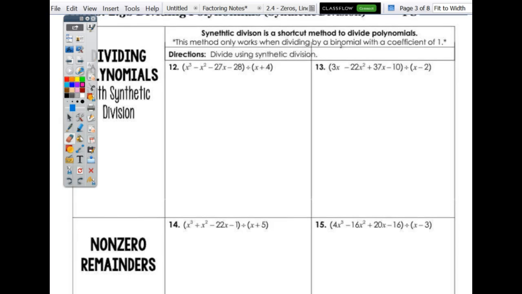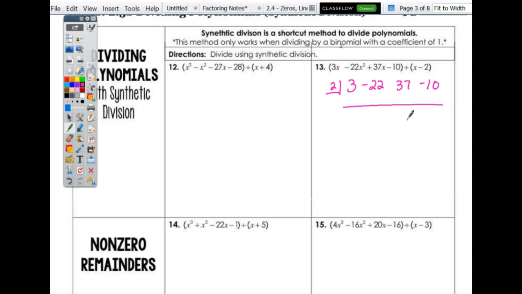Okay, so I'm going to start with number 13. So when we do synthetic division, we write down all of the coefficients. So I have 3, negative 22, 37, and negative 10. So yesterday when we did long division, we divided by the factor. With synthetic division, we're testing a zero. So I'm given the linear factor, so what do I divide by? Well, negative 2 is in the linear factor. What's the zero? We have to divide by positive 2.